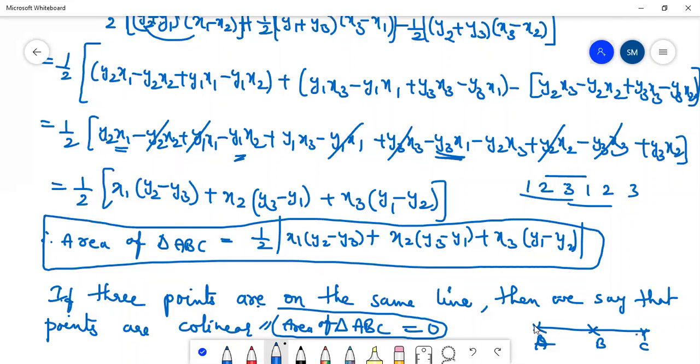No area means the 3 points are on the same line, so the area of the triangle ABC is equal to 0. Then we can say that the 3 points are collinear points. It is a very, very important note. You have to remember it, it will come in the bits. Okay.